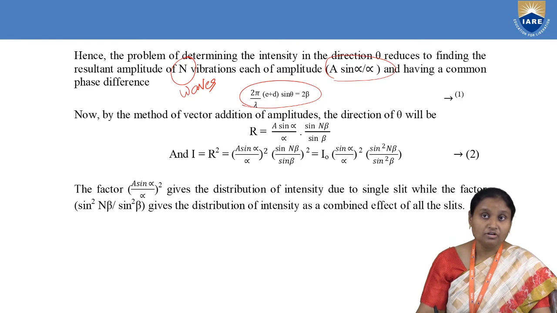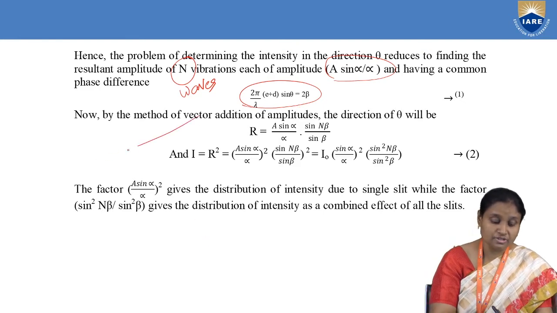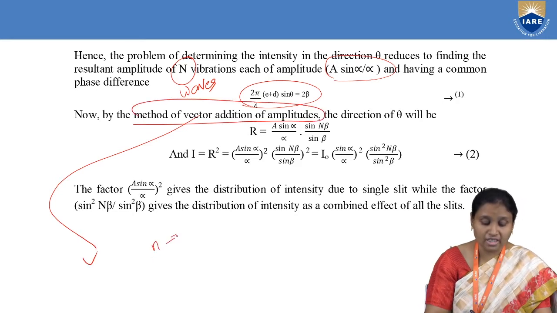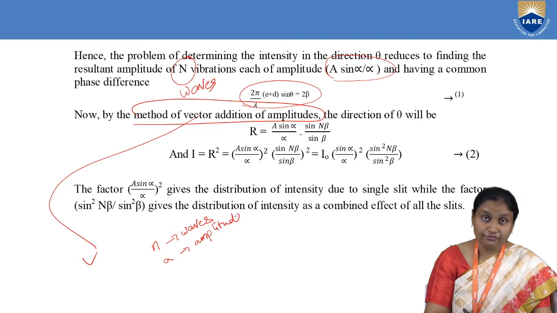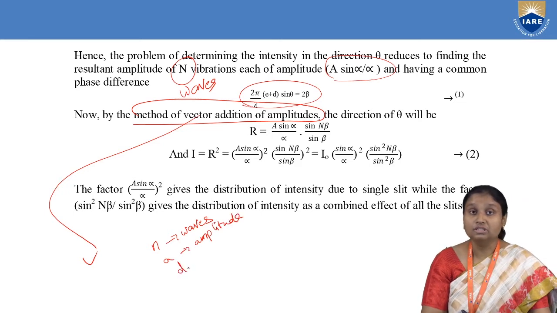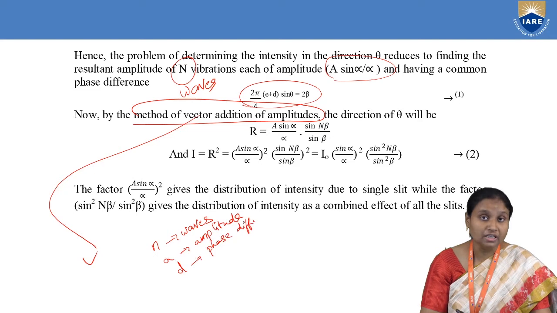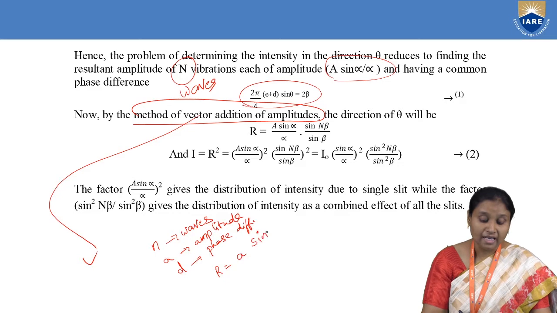According to this method of vector addition of amplitudes, if you have n number of waves, and the amplitude of each wave is small a, and the phase difference between two consecutive waves is d, then the resultant amplitude is given by a sin(nd/2) by sin(d/2). So sin(nd/2) by sin(d/2).